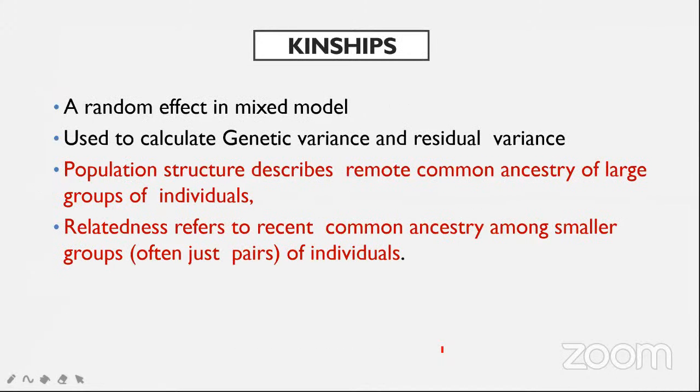And then you have a kinship matrix, which controls for relatedness. Here we use this as a random effect. It's a matrix of all by all individuals, and it is used to estimate genetic variance and residual variance. As you know, population structure describes remote common ancestry, whereas relatedness refers to recent common ancestry because of common parents.